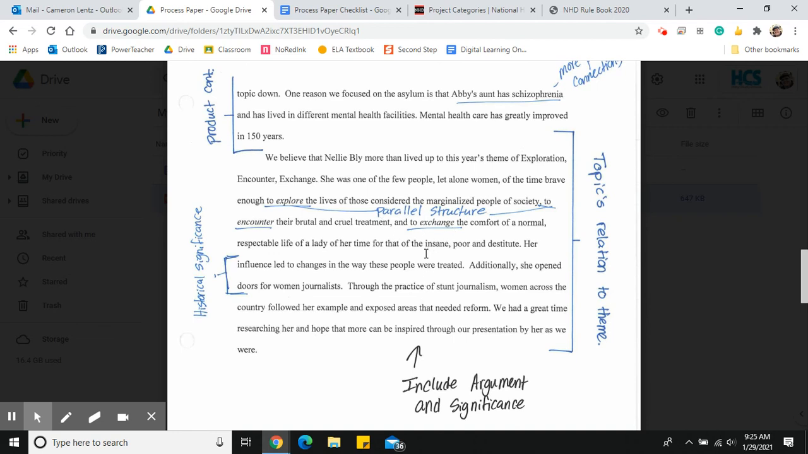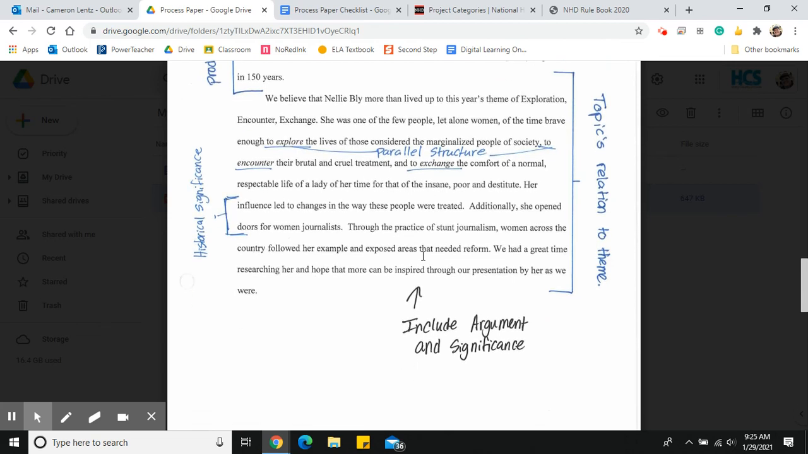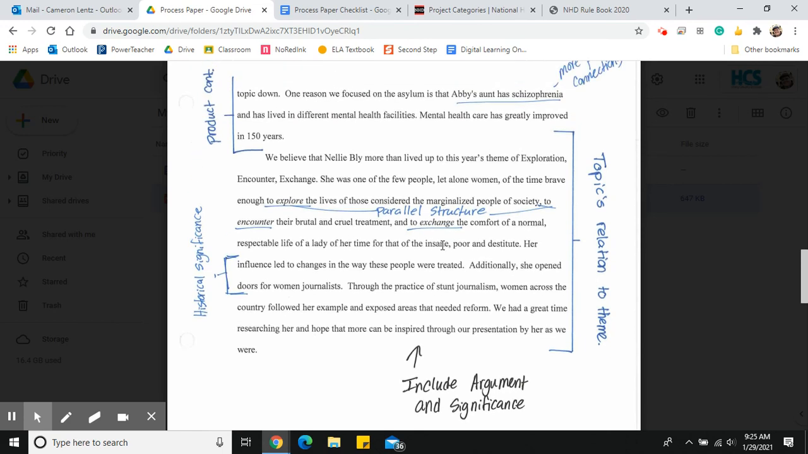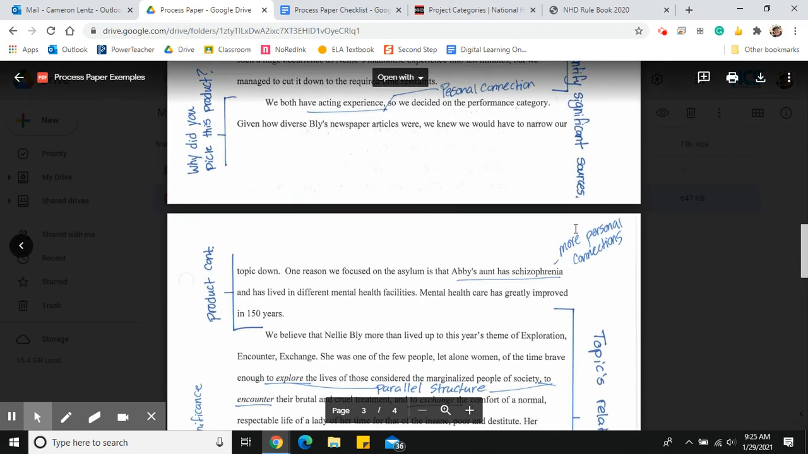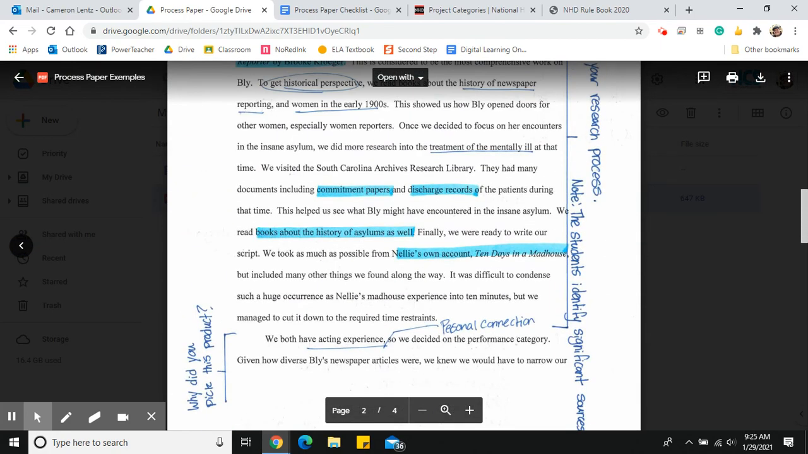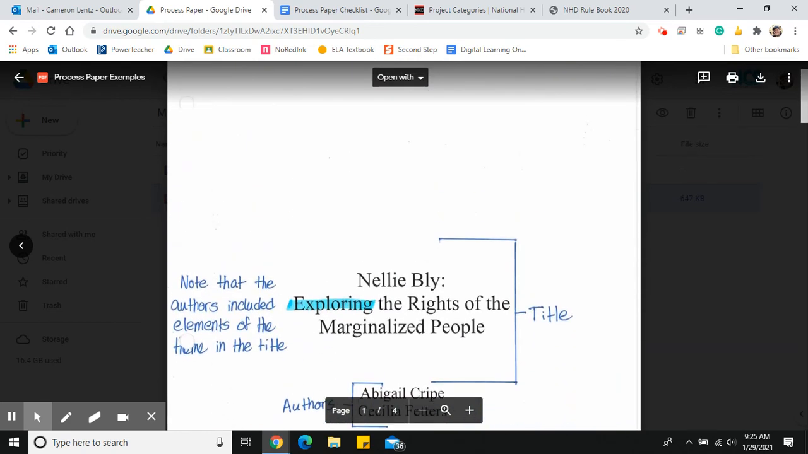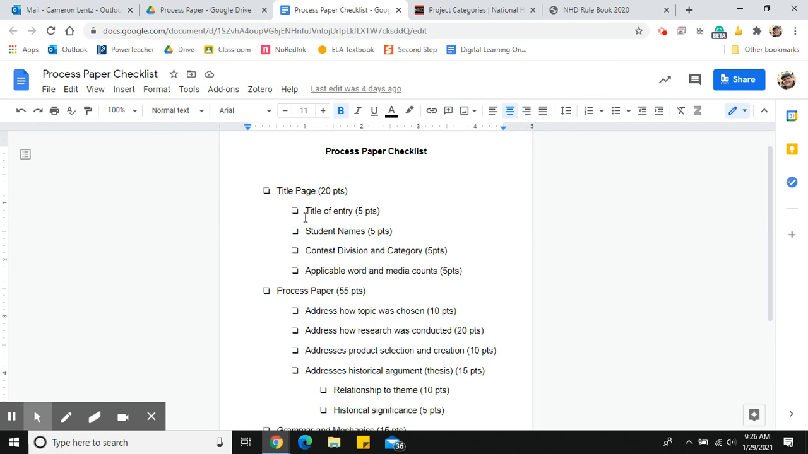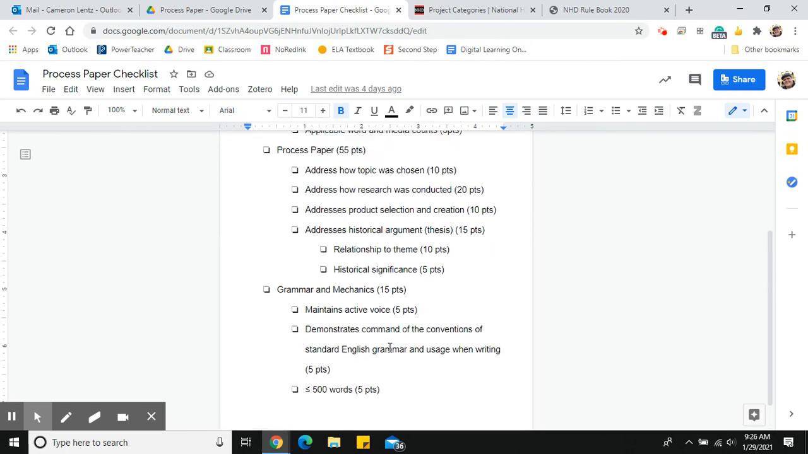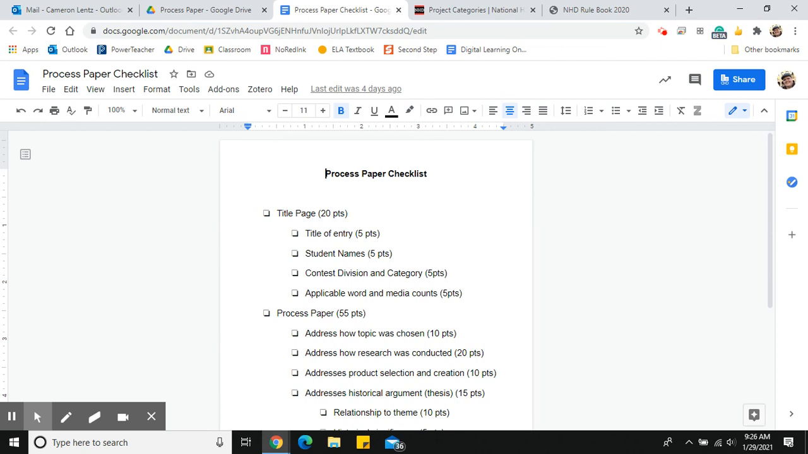Now, obviously, I'll have this posted on Google Classroom for you guys to look at and read through more thoroughly, since I didn't explicitly read it to you. But please pay attention to the close reading, the markups that we've made. That way, you guys can see what kind of elements you can also include in your process paper. This is actually a very easy paper to write. It's very formulaic. And if you kind of just treat it like a checkbox, and especially if you use this checklist, it's something that can be done very quickly, and is a crucial element for your NHD products.